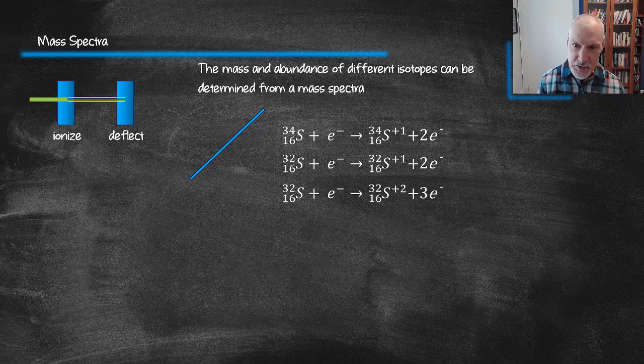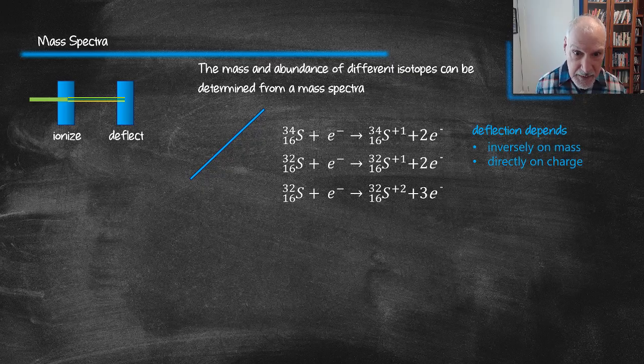They then enter a deflection chamber. Basically, it's a magnetic field that causes the streams to bend. How much they bend depends inversely on the mass. So as the mass increases, the deflection decreases, and it also varies directly with the charge.